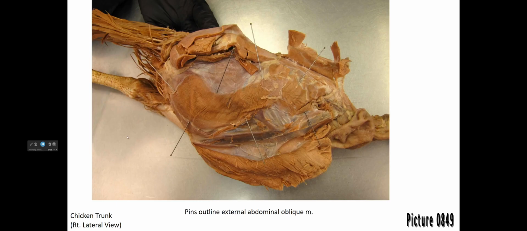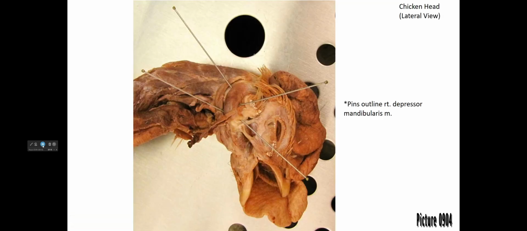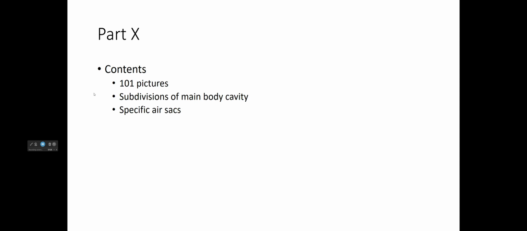In picture 849, we have pins outlining the external abdominal oblique. Picture 892 illustrates the intertransversarii muscles on the right side of the neck. In picture 904, we see the depressor mandibulae muscle. Part 10 consists of 101 pictures, and it's going to get into more of a discussion or illustrating the subdivisions of the main body cavity, and then also a little bit on air sacs.